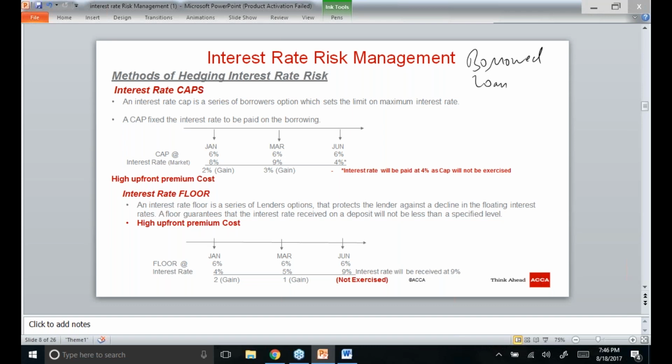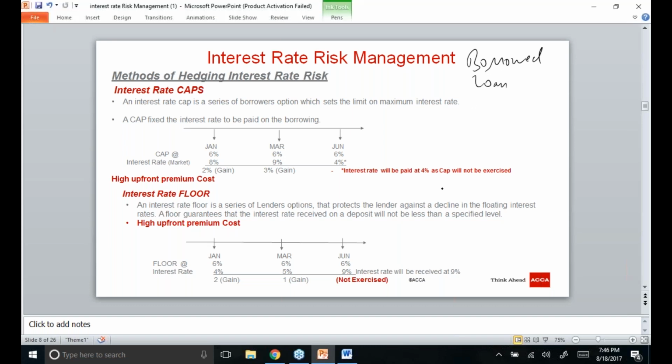There was a minor issue of network. Let's start it again. Let's say you are a borrower and you have borrowed a loan, and that loan is a floating rate.